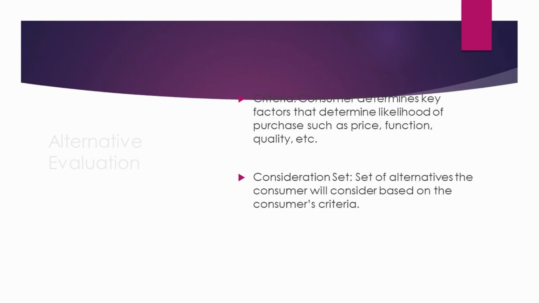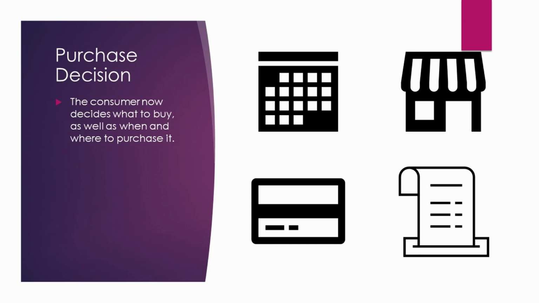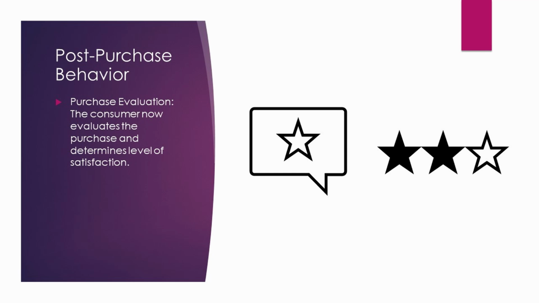The consideration set is the set of alternatives the consumer will consider based on the criteria he or she values. In the purchase decision stage of the consumer decision-making process, the consumer decides which product to buy, as well as when and where to purchase it. Finally, in the post-purchase behavior stage, the consumer evaluates their purchase and determines their level of satisfaction with the experience.